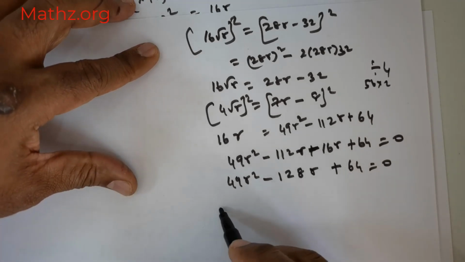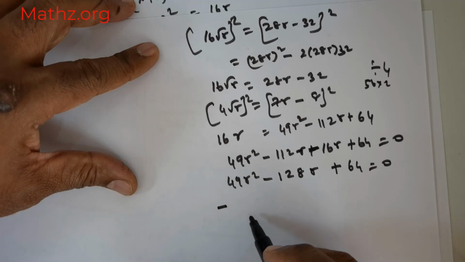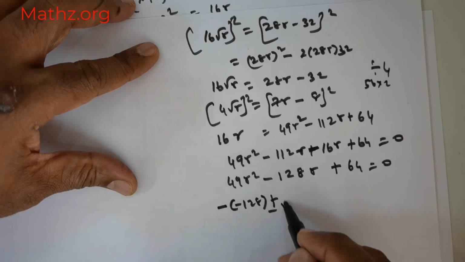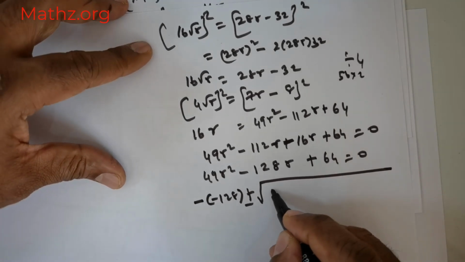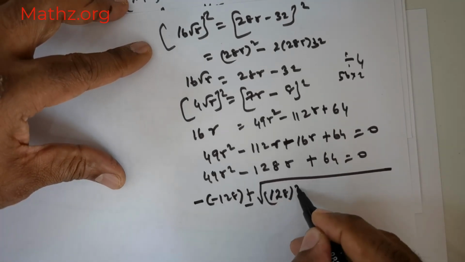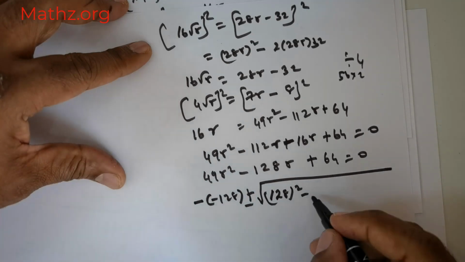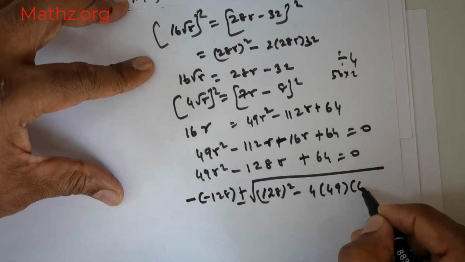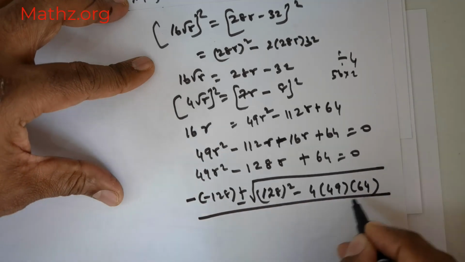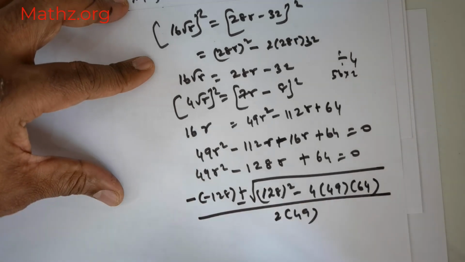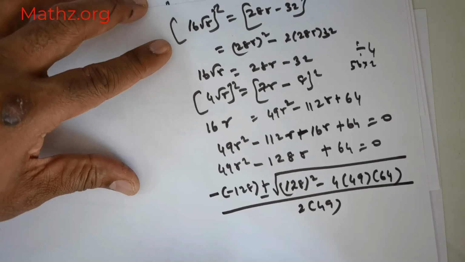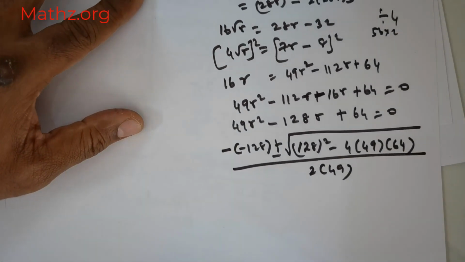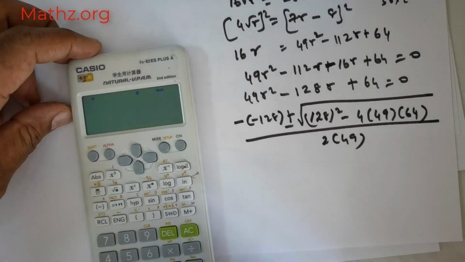So if I apply the quadratic formula, I would get negative 128 plus or minus the root of b squared, so 128 squared minus 4 times a times c, divided by 2 times 49. So this is what we have got. Now we have to simplify this. Simplification is critical, so let's get a calculator. I have a calculator here.